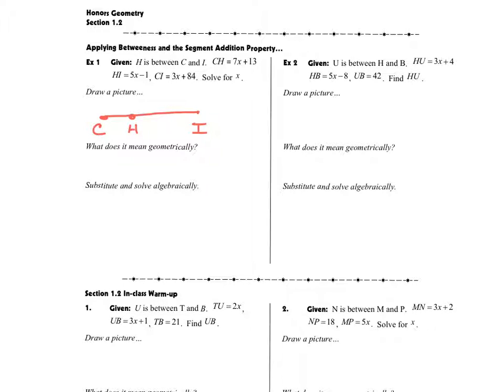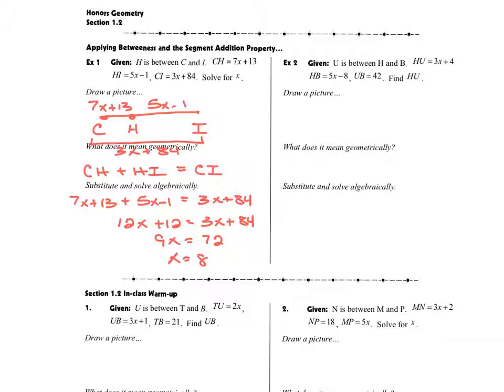So I can see that CH, it tells me, is 7x plus 13. And it tells me HI is 5x minus 1. And then it tells me that CI, this whole piece, is 3x plus 84. Now, thinking about our geometric statement, what can I do with this? Well, that segment addition postulate says that when I see this kind of a picture, I can add the two smaller segments together and get the whole segment.